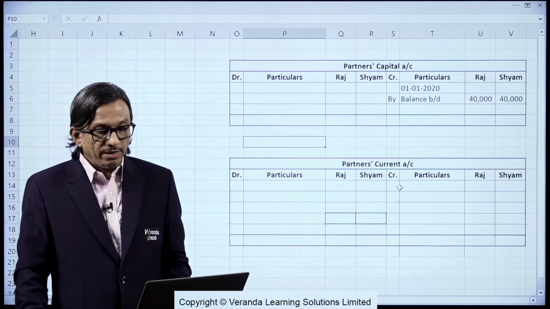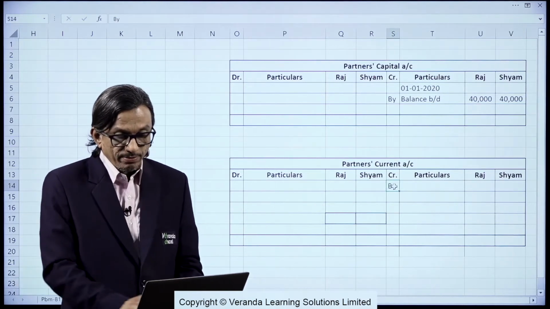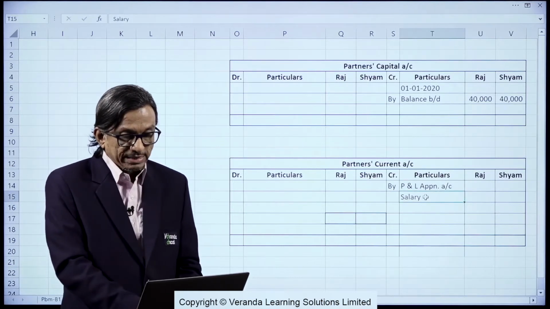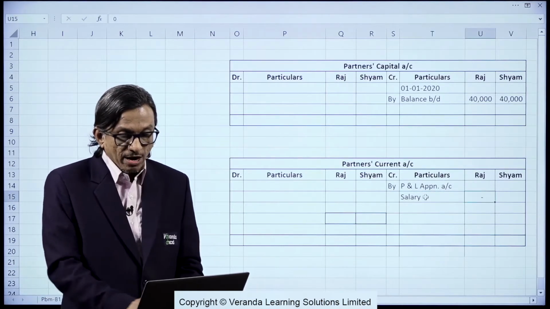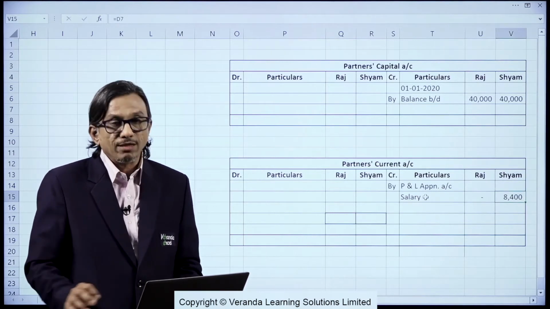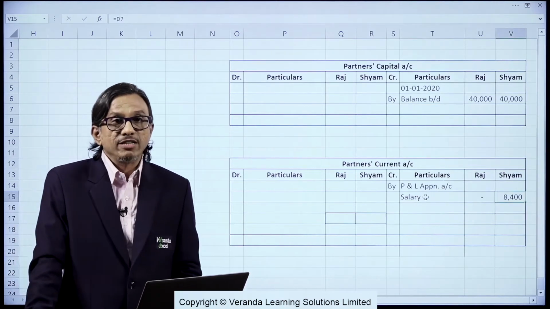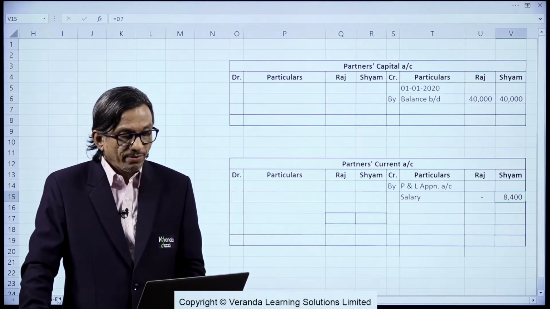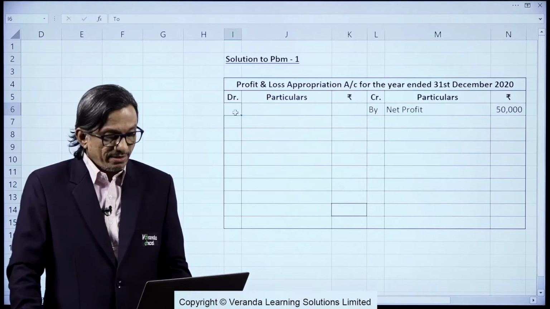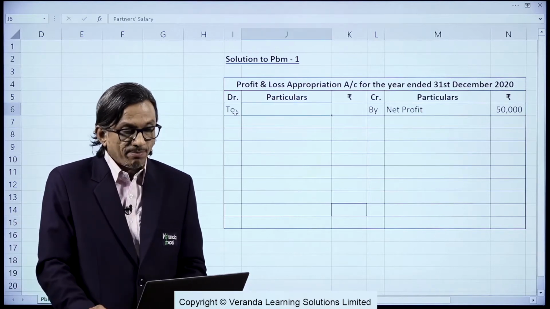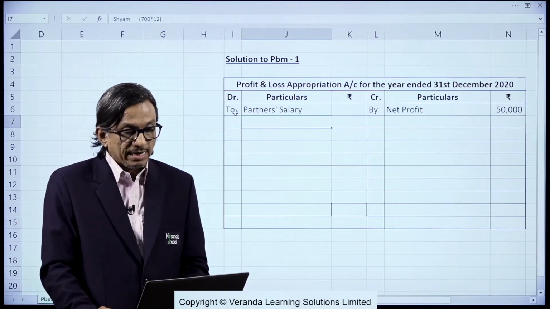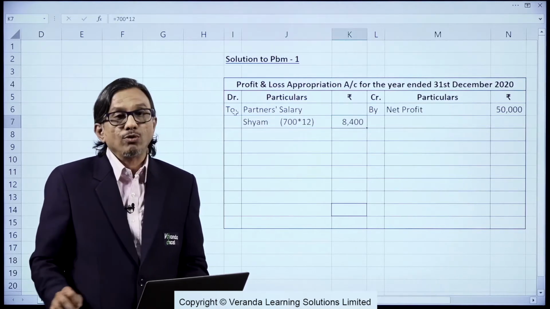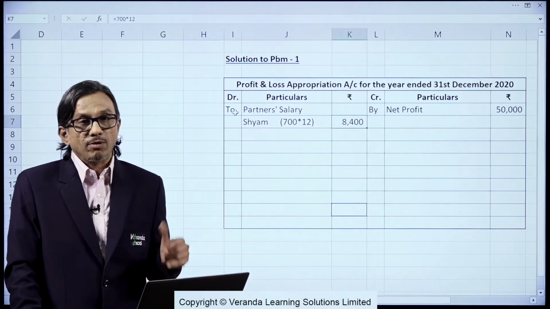So therefore, record in the capital account by P&L appropriation account. First, salary to Shyam, how much? 8,400. 700 into 12, 8,400 salary to Shyam. So, on the other side, we have to debit the P&L appropriation account, partner salary, how much? To Shyam, it is 8,400. 700 into 12. Number 1 over. Next.